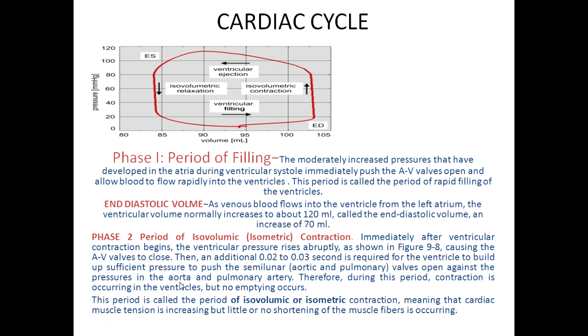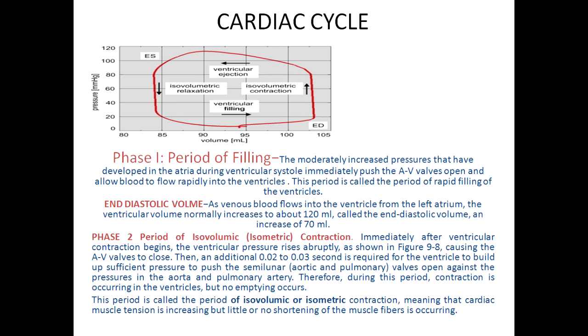Why are the AV valves closing here? See, blood is there in the ventricles. Now the ventricles are going to squeeze. So when the ventricles squeeze, the blood should not go back up into the atrium. This is prevented by closing of the AV valves, which are the tricuspid and mitral valves, right side and left side. So once the pressure builds up in the ventricles, the first thing that happens is closure of the AV valves.